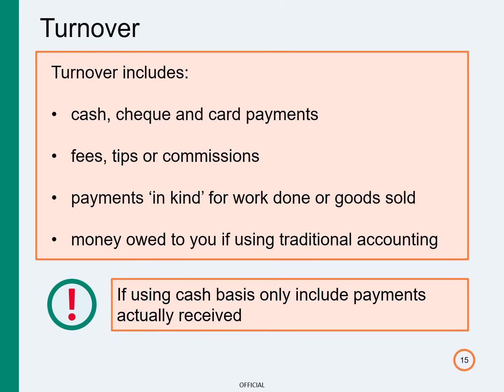If you're using cash basis, only include money you actually received in the tax year. The Help About link gives more guidance on what to include. If you only traded for part of the year, for example, when your business starts, ceases or is sold, you need to check your turnover on a pro rata basis.